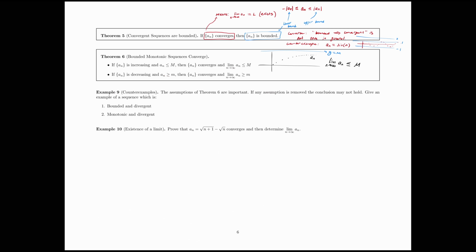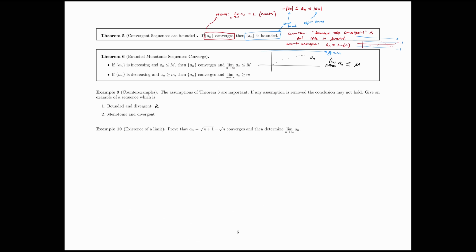All right, example 9, counterexamples. The assumptions of theorem 6, this bounded monotonic convergence theorem, they are important. If any assumption is removed, the conclusion may not hold. Give an example of a sequence which is, so option 1, we want a sequence that is bounded and divergent. So this would be the example that we already talked about, sine of n. This is a sequence that is bounded between -1 and 1, yet it does not converge.